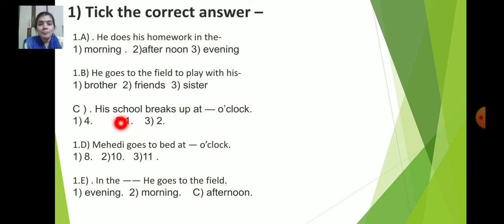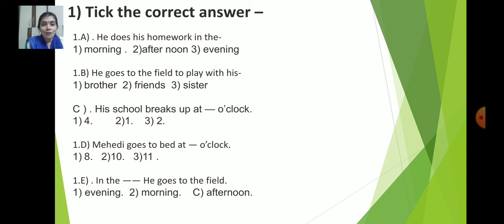His school breaks up at dash o'clock. So school leaves at 4 o'clock, 1 o'clock, 2 o'clock. Read the passage, you will find the answer. Mehdi goes to bed at dash o'clock. So 8 o'clock, 10 o'clock, 11 o'clock. So what time he goes to bed? Next one, in the dash he goes to the field. So evening, morning, afternoon. So it's very simple. I feel like clicking the answer now itself. But this is a homework for you.